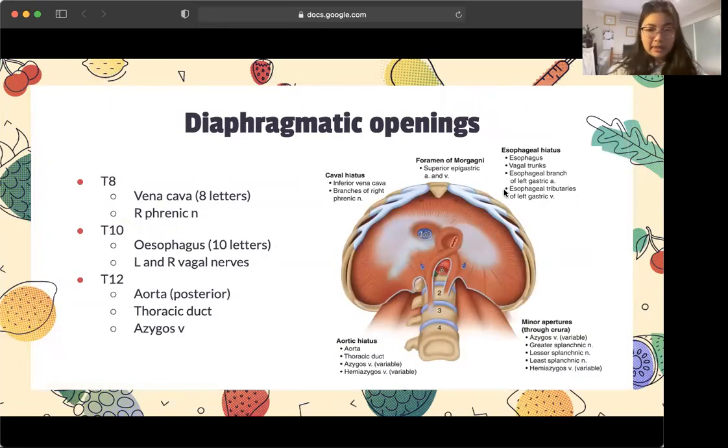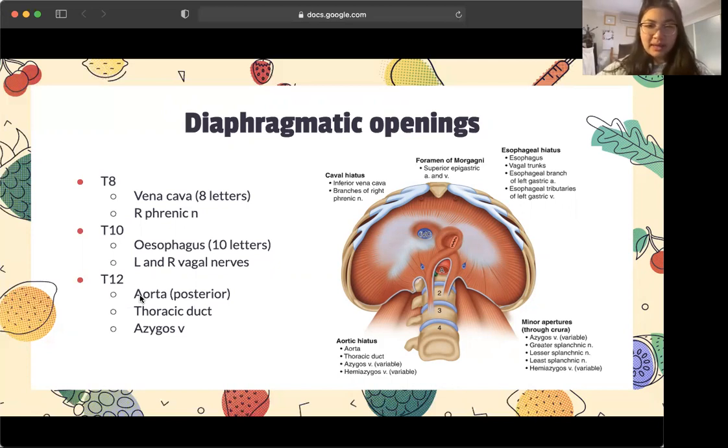So diaphragmatic openings, again, this is just a little bit of a memorization game. Quick hacks, which I'm sure you've probably heard before. So T8 is the caval hiatus because vena cava has 8 letters. T10, esophagus, 10 letters. T12, I'm sorry, I don't have a nice way to pair T12 with aorta, but it's the one that's left if you remember the previous two.